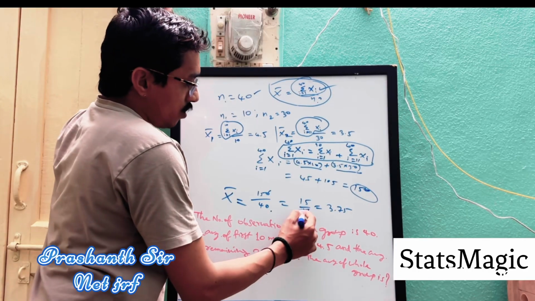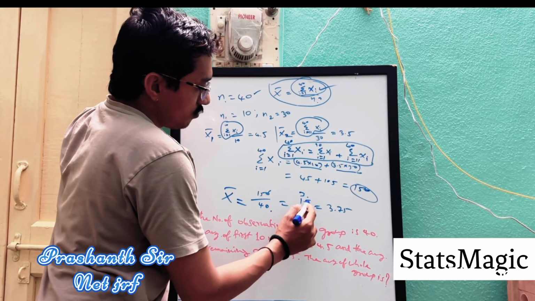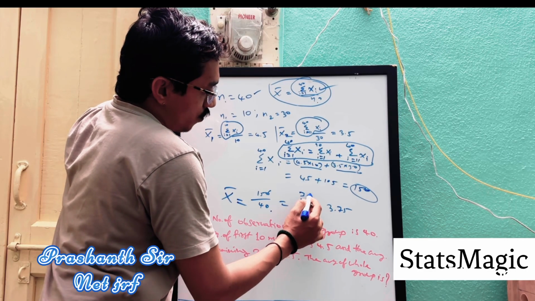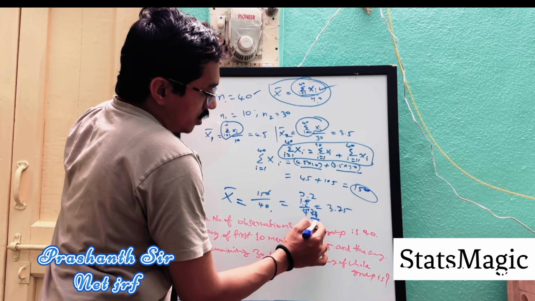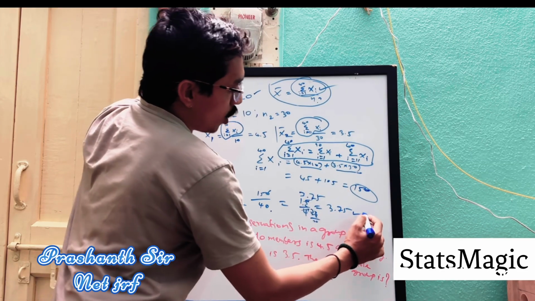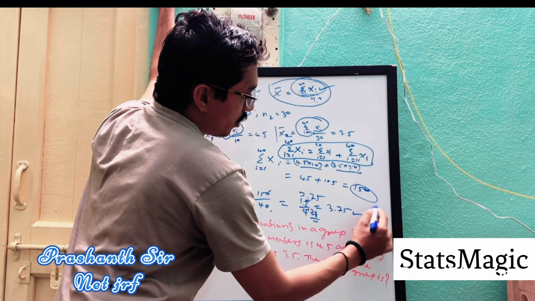4 3s are 12, that means 3 is there, then 0.30. 4 7s are 28, 2 is there. 4 5s are 20. So 3.75. But in the option they gave 15 by 4 only.